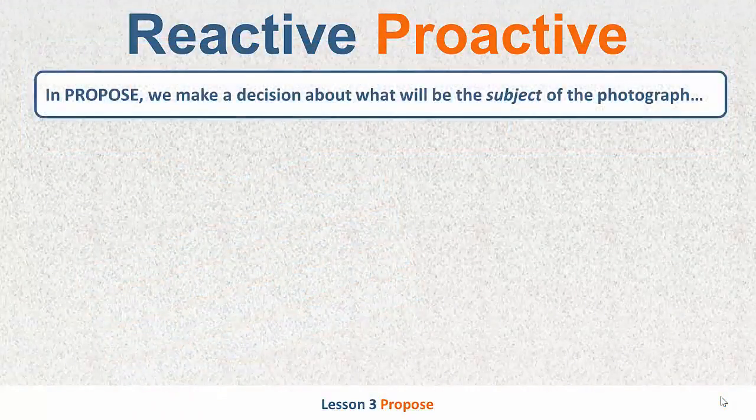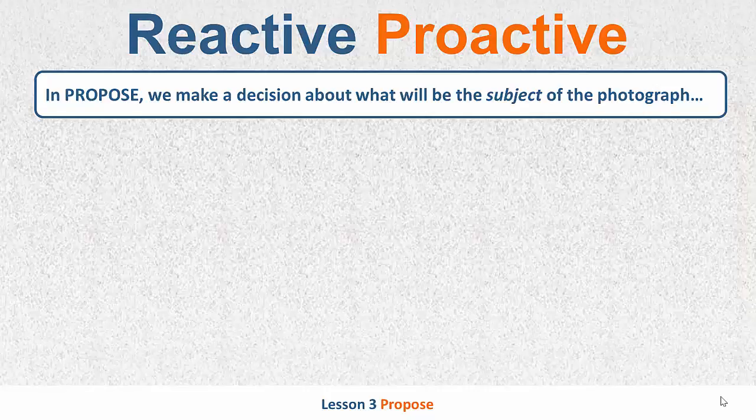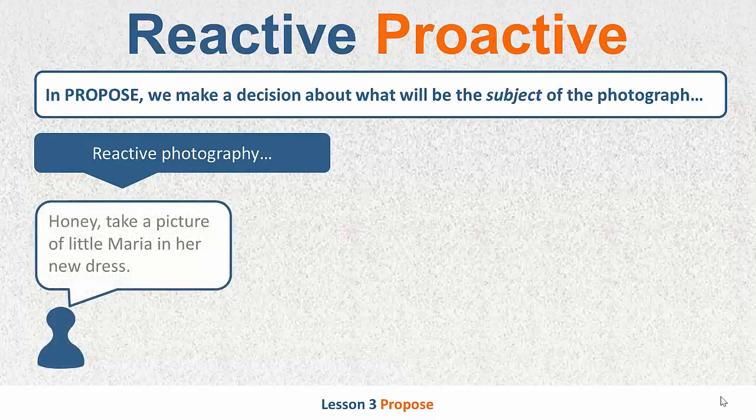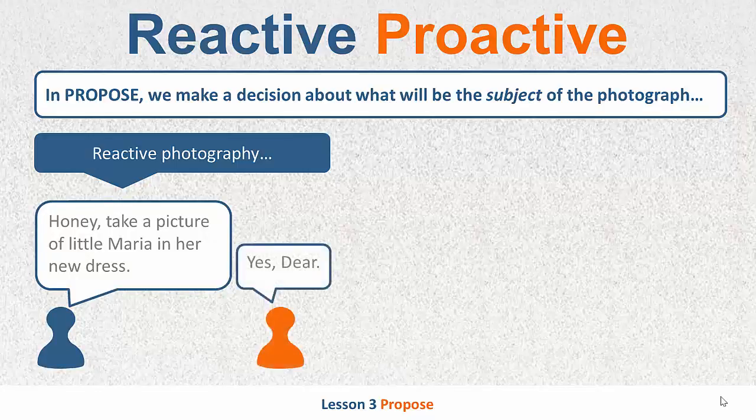In the propose step, we make a decision about what will be the subject of the photograph. However, sometimes that decision is made for us. It's called reactive photography. For example, "Honey, take a picture of little Maria in her new dress." "Yes, dear."